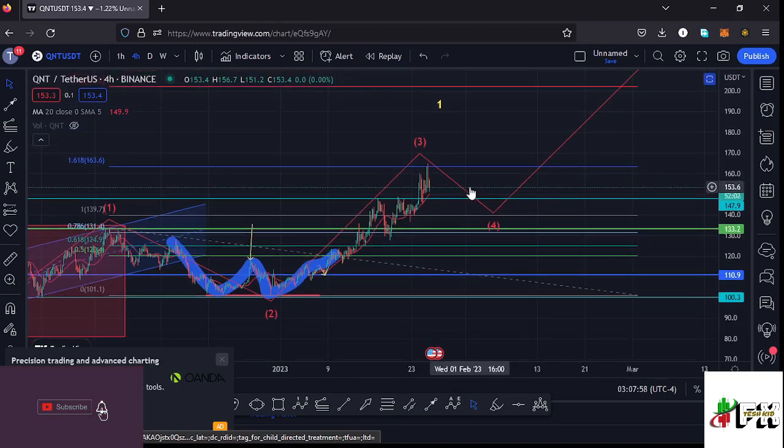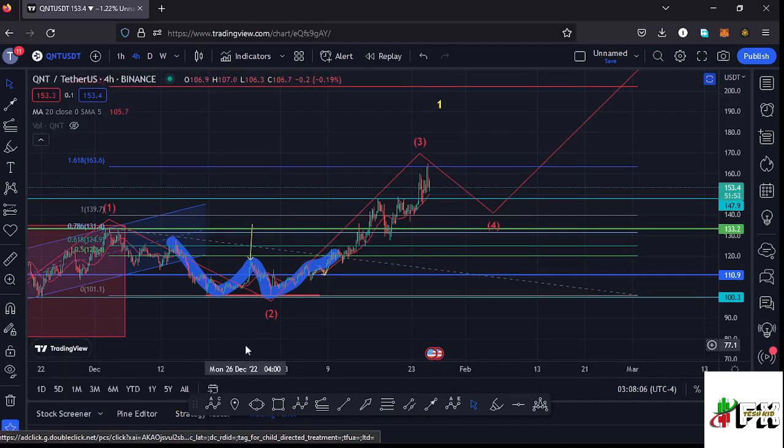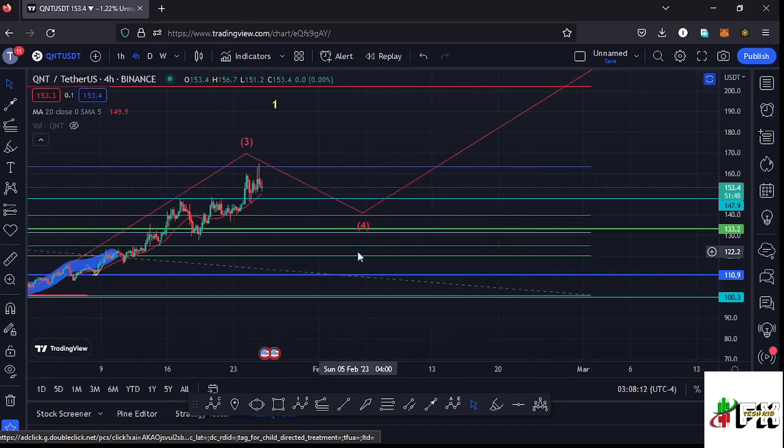expecting to play out. And the very first short-term scenario that I'm expecting to play out is there are chances that Quant might continue pushing even higher given the support of the area at around the $147.9 mark.